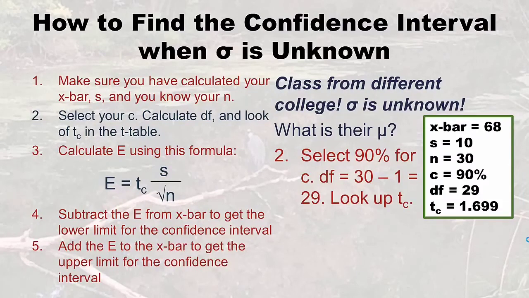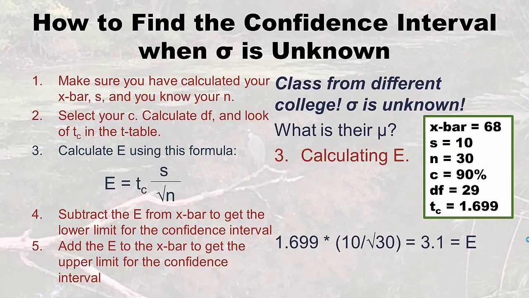We're going to calculate the margin of error using this formula. So here we are calculating E. We took our t sub C and multiplied it by our standard error, which is 10 over the square root of 30, because 10 is our standard deviation and 30 was our n, and that's how you make the standard error, right? So once we did that, we got 3.1 for our margin of error.